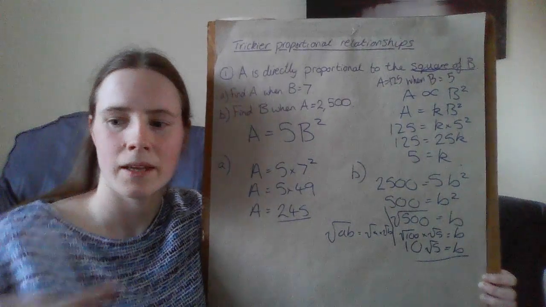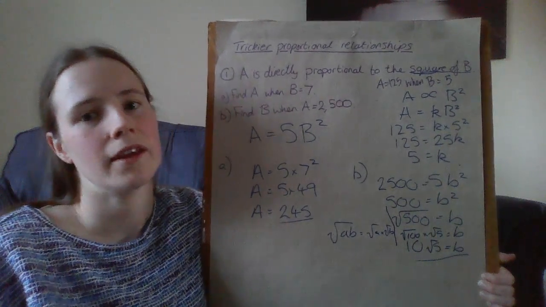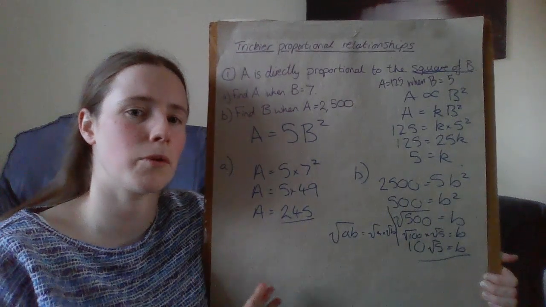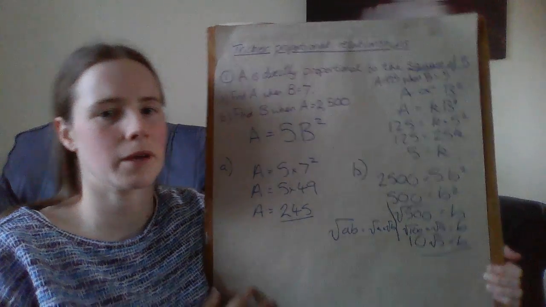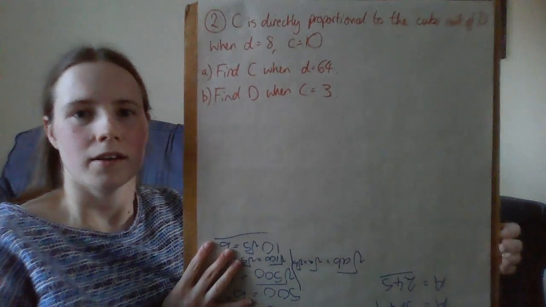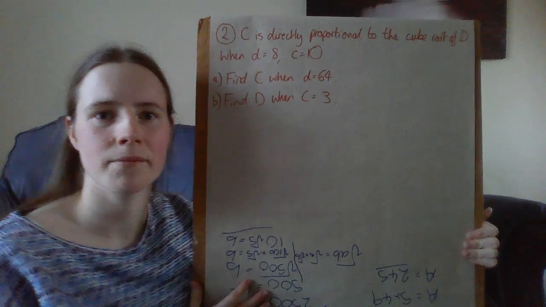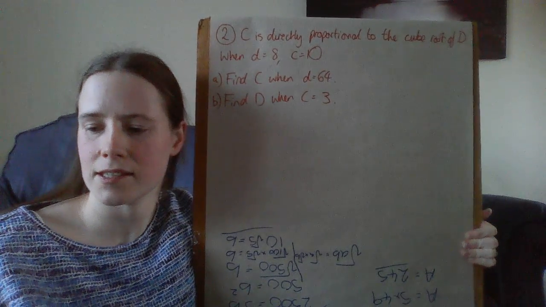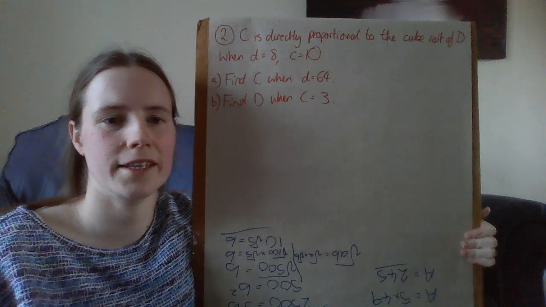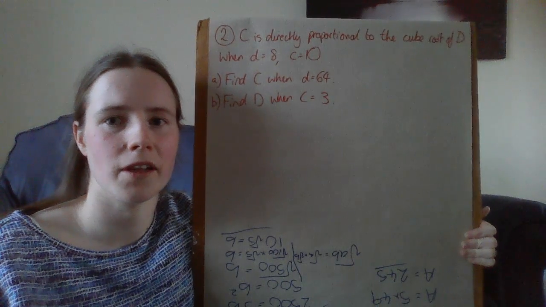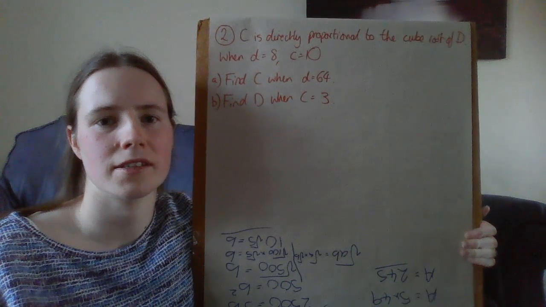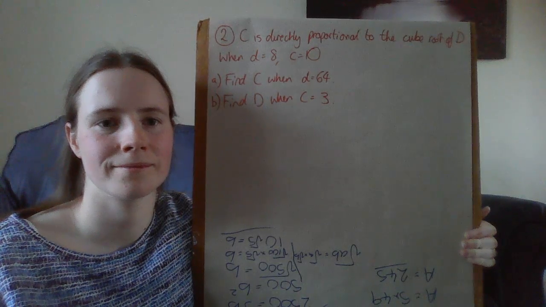Let's have a look at a second question. If you feel confident with this now, you might want to pause the video, have a go, and then we can play it afterwards. So here's our second question. C is directly proportional to the cube root of D. When D is 8, C is 10. You're going to need to form an equation, and then once you've done that, you're going to find C when D is 64 and D when C is 3.